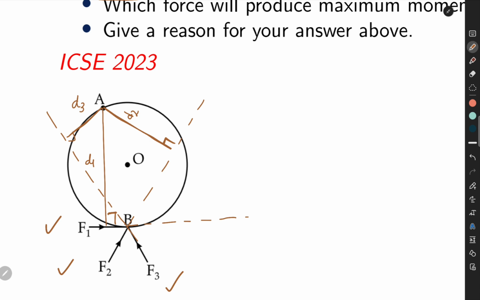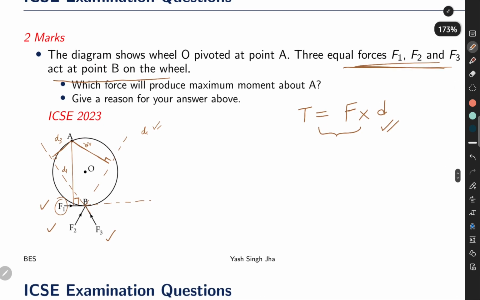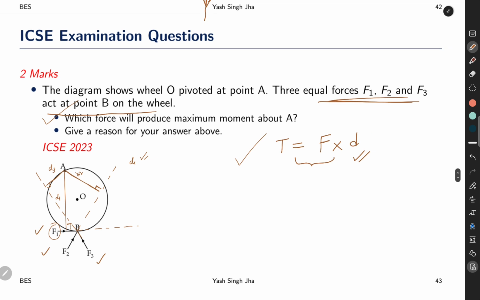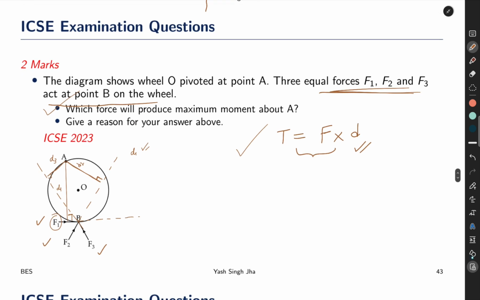Which among these is the largest? Yeah, d1 is clearly the largest. So the distance of point A, which is the center of rotation, to the line of action of force 1 is the maximum. So the torque produced, the moment produced by force 1 will be the greatest. So which force will produce maximum moment about A? It is force 1.